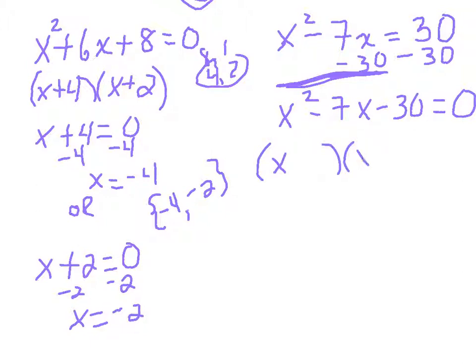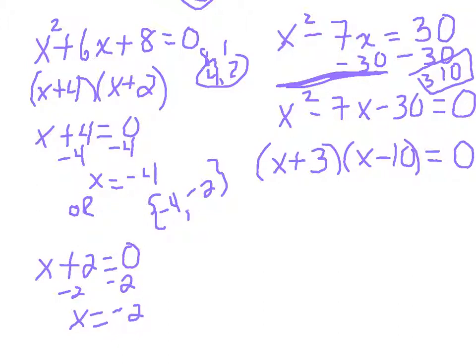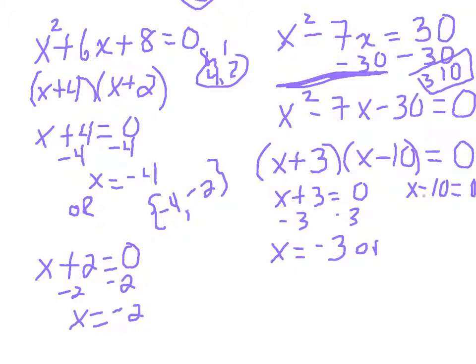Set up our parentheses. Hopefully we can factor this. What times what gives us 30? We got 3 and 10. Oh, I'm going to stop at 3 and 10, because 3 and 10 when we subtract will give us 7. And the 7 has to be negative, so our larger number has to be negative, the smaller number has to be positive. So either x plus 3 has to be 0, or x minus 10 has to be 0. Here we're going to subtract 3, so x is going to equal negative 3. Here we're going to add 10, and x will have to equal 10. So our possible solutions are negative 3 and positive 10.